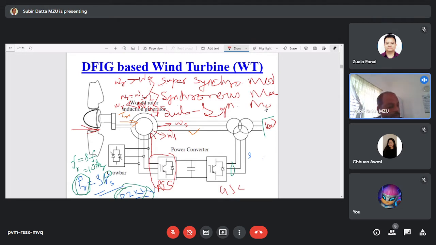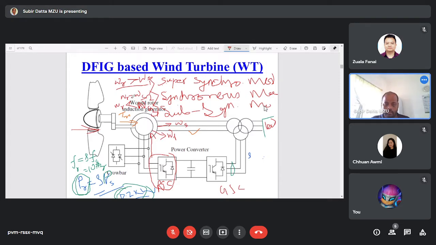Now what are those modes? Number 1, super synchronous mode of operation, then subsynchronous mode of operation, and synchronous mode of operation. In super synchronous mode of operation, the rotor frequency, or we can say the rotor speed, is more than the synchronous speed. Okay, so if we operate this wind energy conversion system in this condition, then we can say it is working in super synchronous mode.